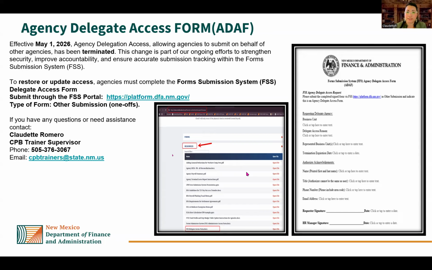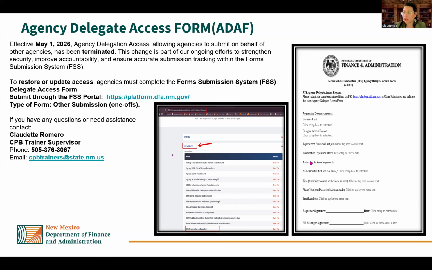It is called the Agency Delegate Access Form. It is up on our central payroll website. You can go to resources, and under resources, we have FSS Delegate Access Form. This is what the form looks like. It has some basic information that we're requesting. We're requesting your business unit number that you will be submitting for, and any delegate access that you will be submitting on behalf of another agency.